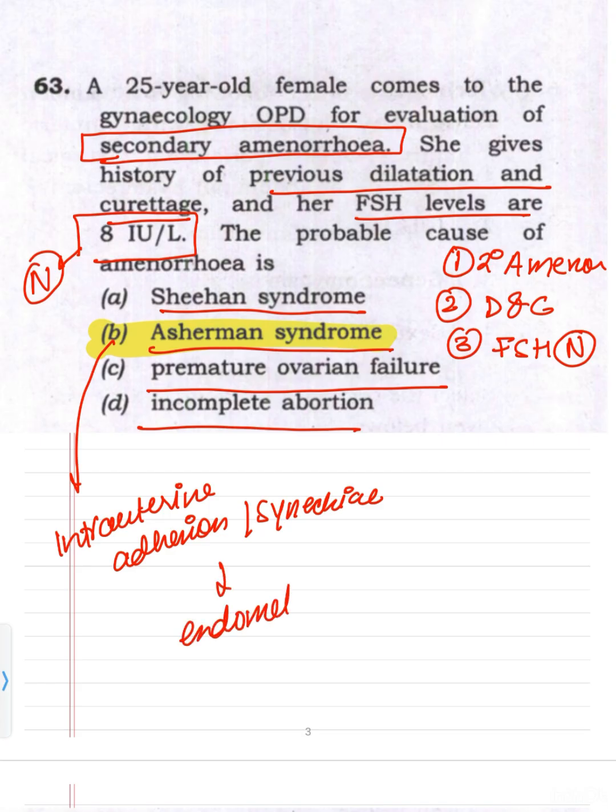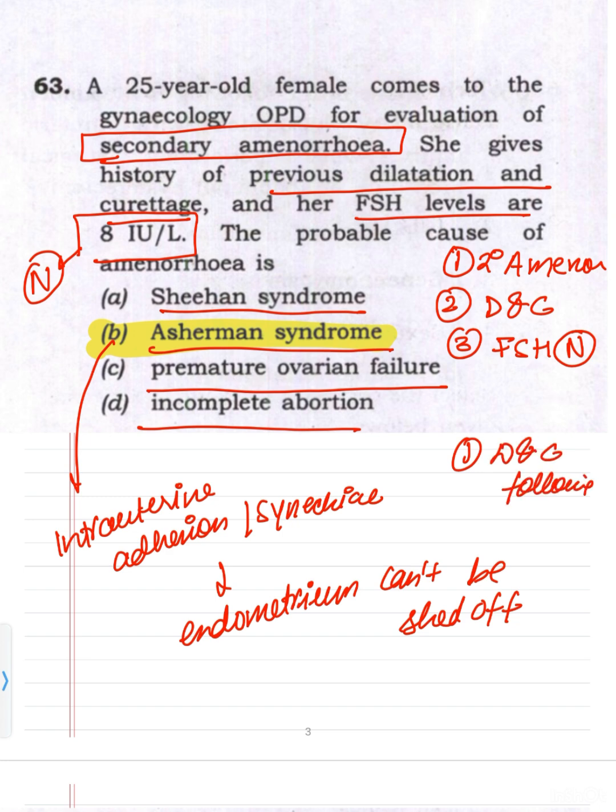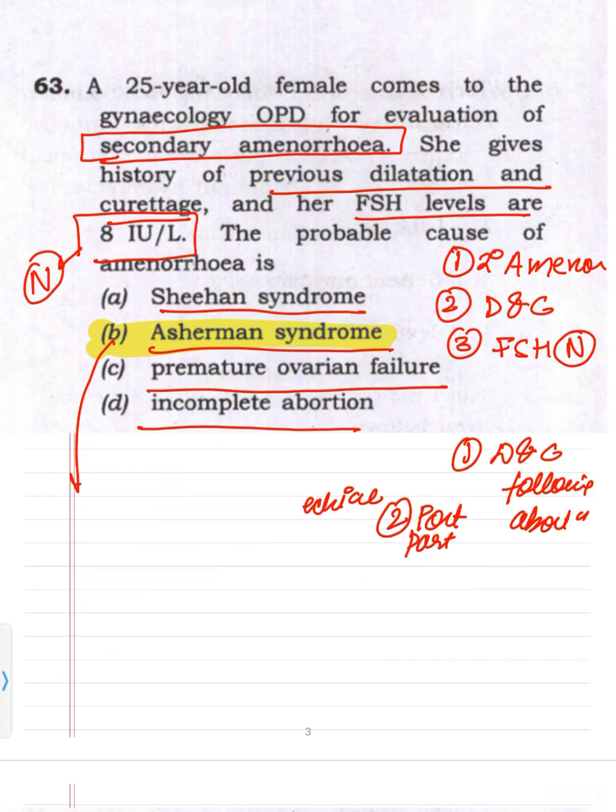So endometrium can't be shed off. Endometrium cannot regenerate normally. So secondary amenorrhea will be there. Now, in this case, why does Asherman syndrome take place in the first place? Whenever we do D and C following abortion, or there is postpartum curettage, or some uterine surgery, Asherman syndrome can take place.